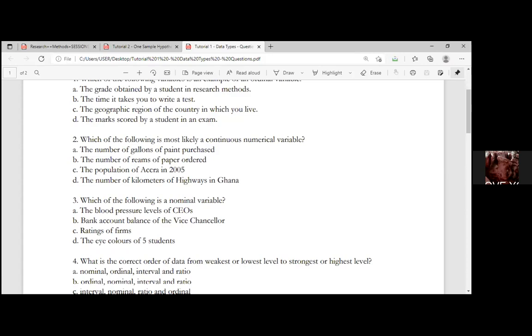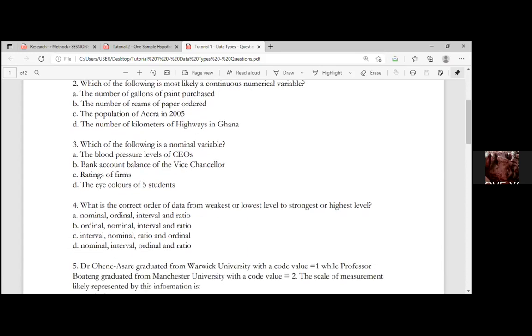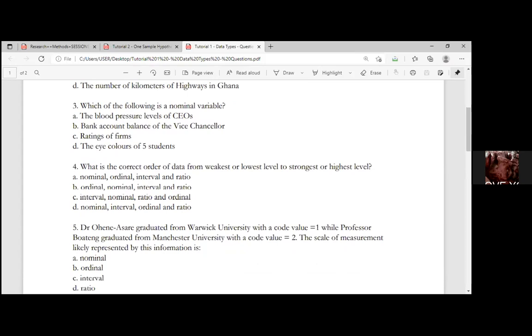Sure. And the eye colors of five students. Categorical, yes. Nominal. That's good, because if you put red, green, blue, and say order them, I don't know how you are going to order them. Therefore, the correct answer is D, as someone earlier told us. Okay. Now, what is the correct order of data from the weakest or lowest to the strongest or highest? Who can tell me? I told you the last time.